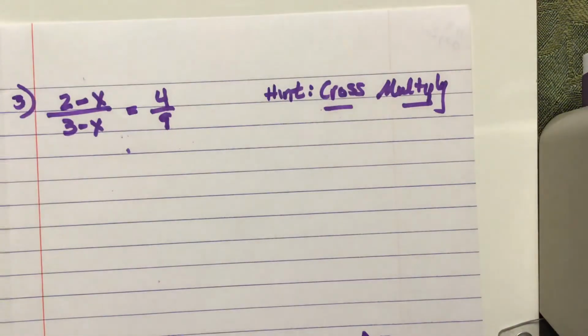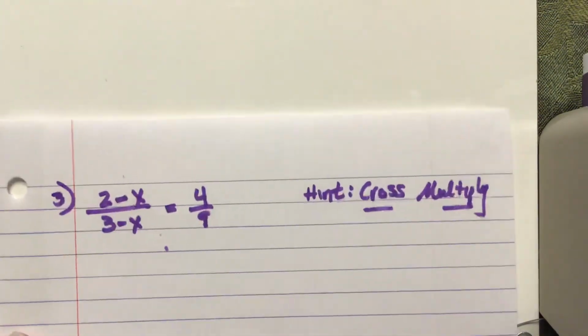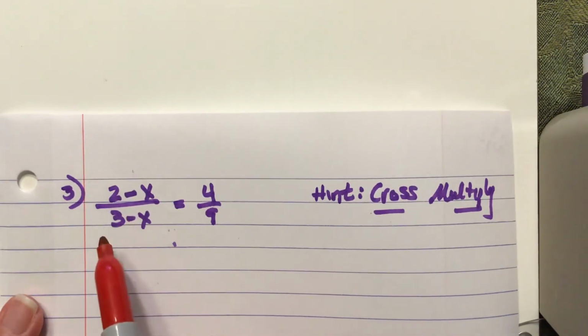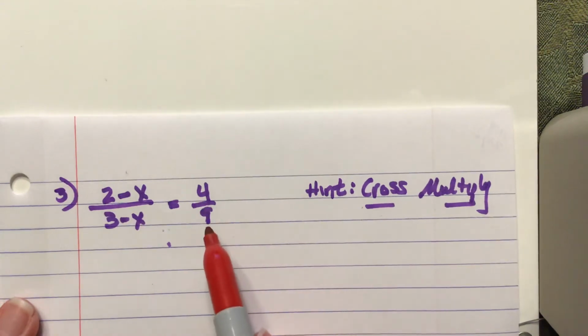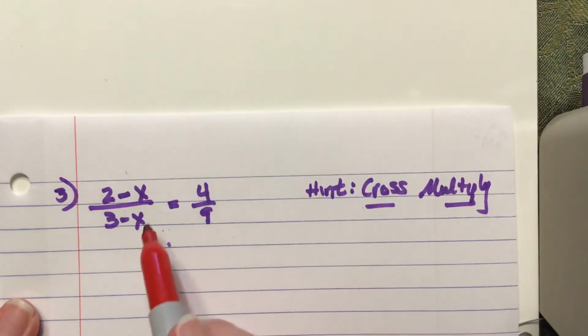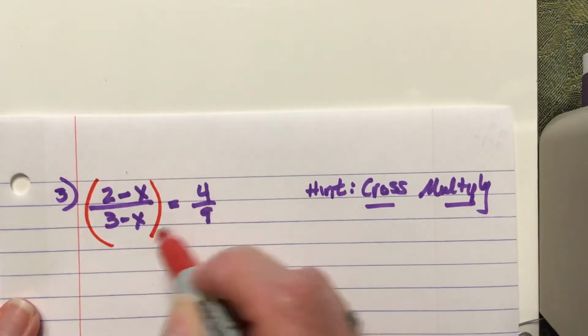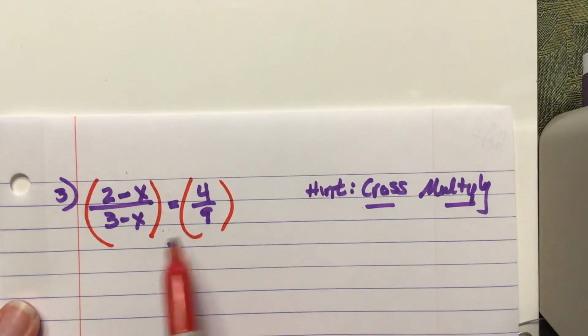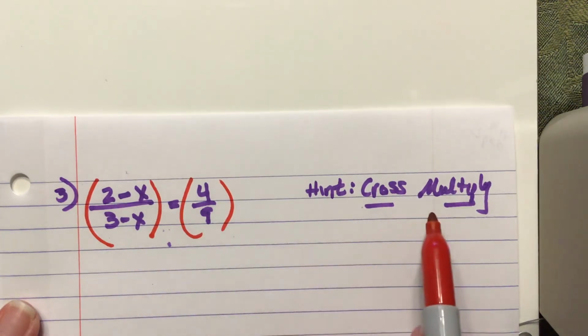Let's do another one. Now in this equation, I have (2 minus x) over (3 minus x) is equal to 4 over 9. If you notice, I really have one fraction on one side, one on the other. I only have these two fractions. And so what I can do, since I only have two terms here, I can cross multiply.